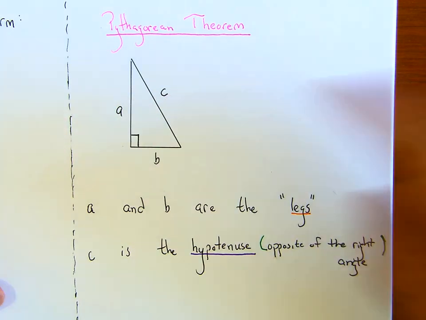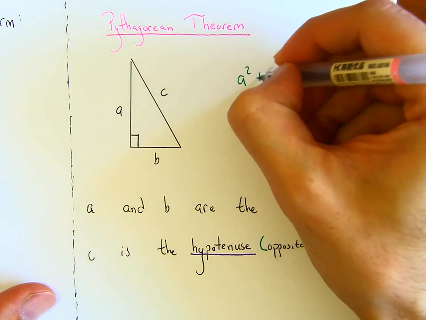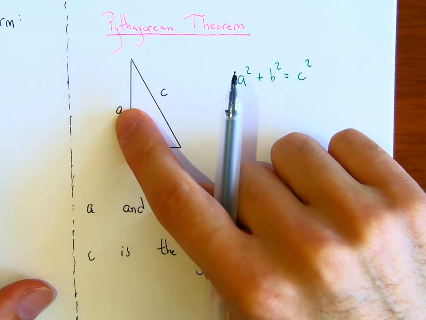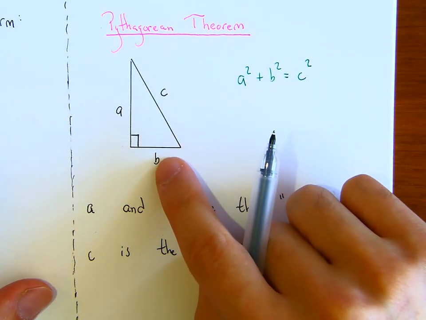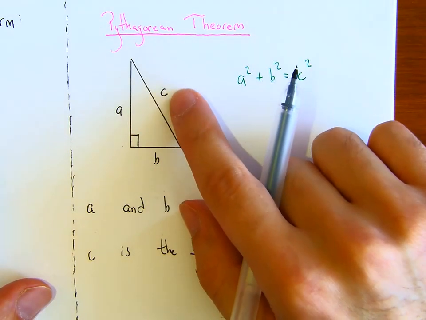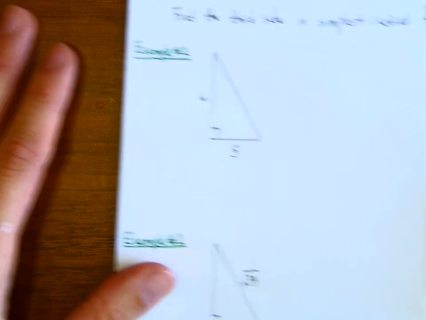if you have your A, your B, and your C, then we could simply have the Pythagorean theorem, which states that A squared plus B squared equals C squared. So if I square this side and add it with the square of this side, it will equal the square of this side for a right triangle. So let's take a look over here.